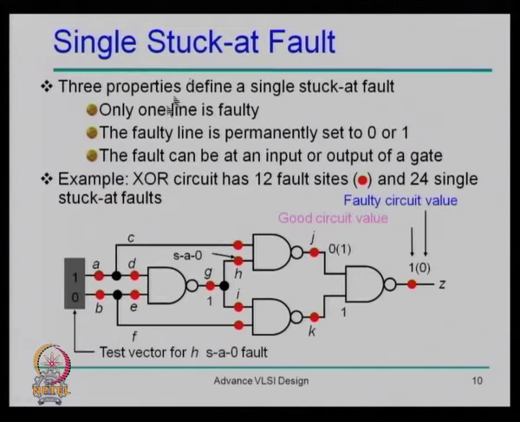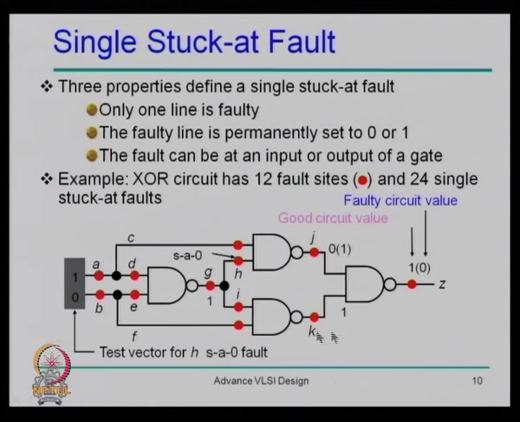Now, look at this circuit. This is a very popular circuit, all of you know. This is a NAND implementation of an XNOR gate. So, this circuit has 12 different sites. Another very important thing that I would like to bring to your notice is that a fault at the stem of a fan out point is different from a fault at the fan out branches, because they may have different manifestations.